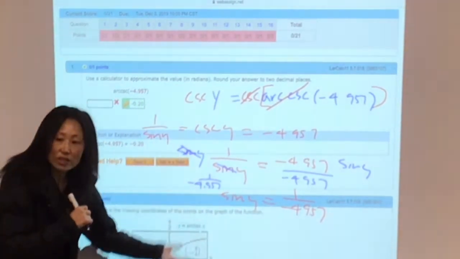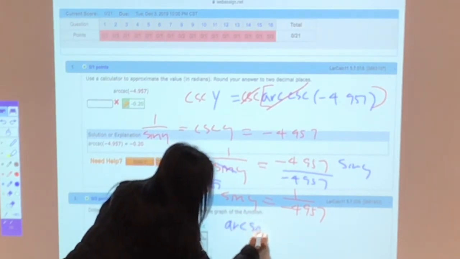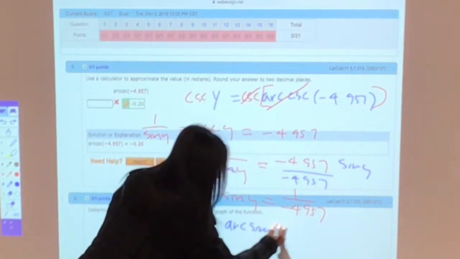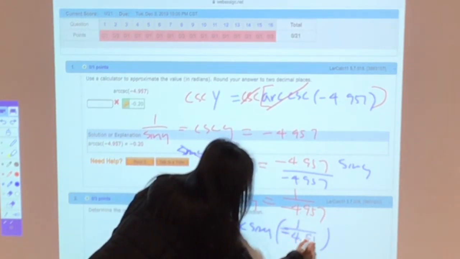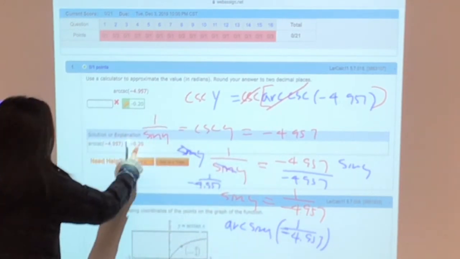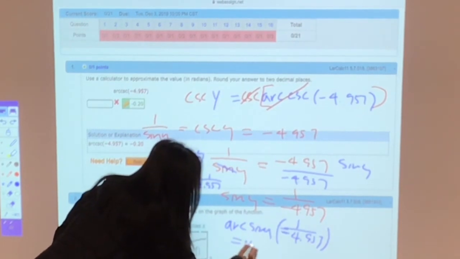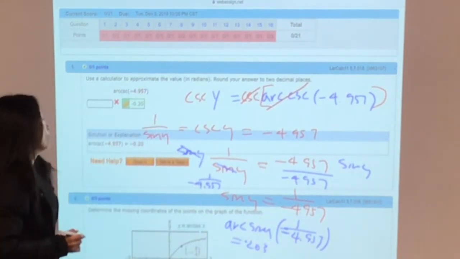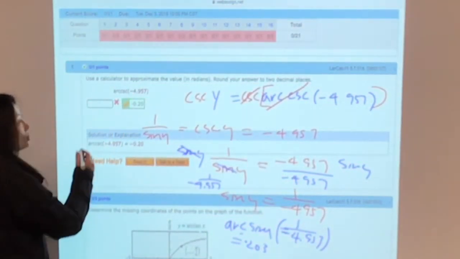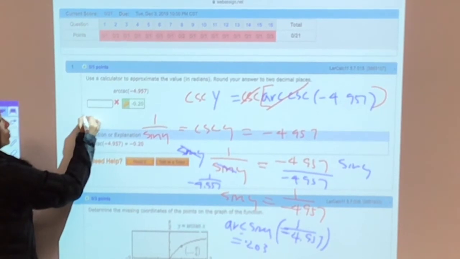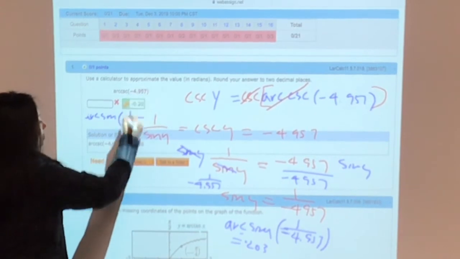Then you can do arc sine. So do the inverse, arc sine, of 1 over negative 4.957. That will give you this number. I got negative 11. Right answer. No, I got negative 203. Okay, so what do you have to do whenever you have problems like this? You're gonna do arc sine, and then do 1 over this number.